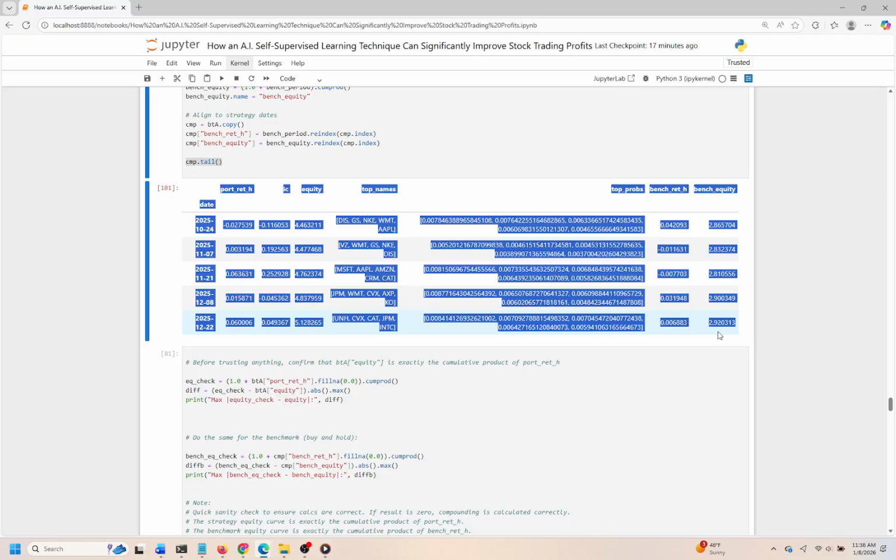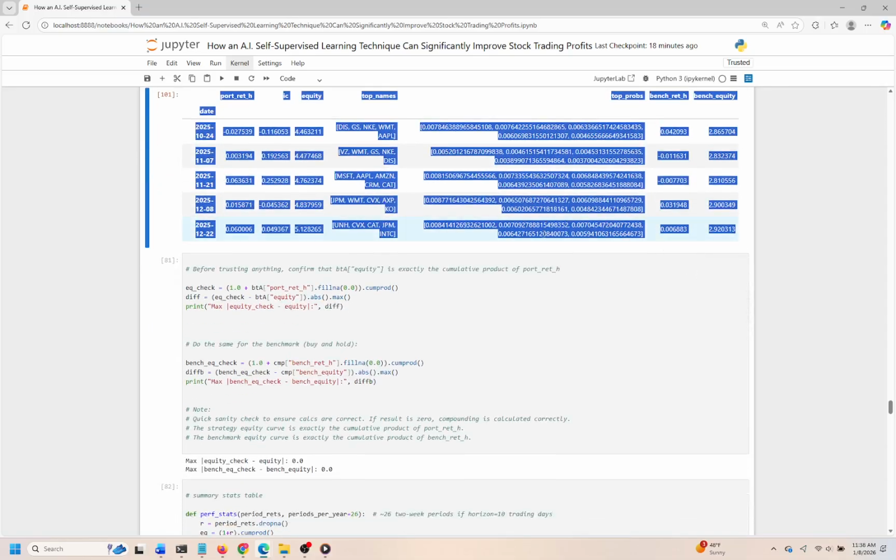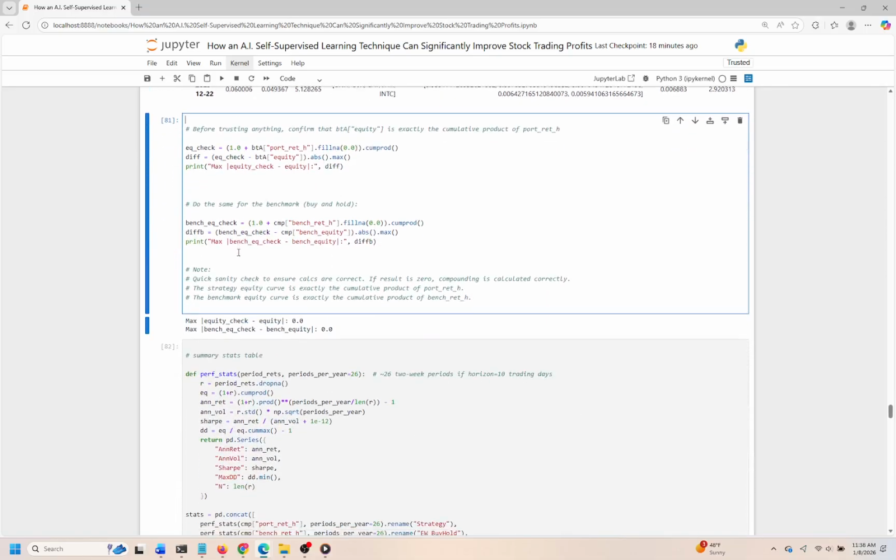Cell 21. In this cell, we're performing a crucial sanity check to validate the calculations of the equity curves for our portfolio and benchmark. This verification is essential because it helps ensure that our investment strategies are grounded in accurate computations, which ultimately influences decision-making.